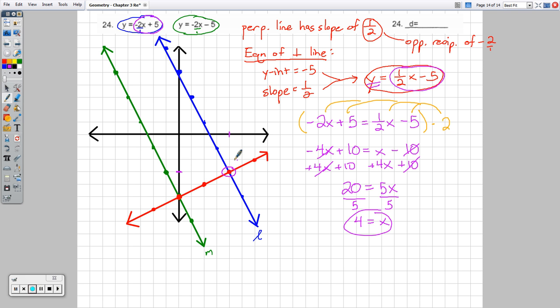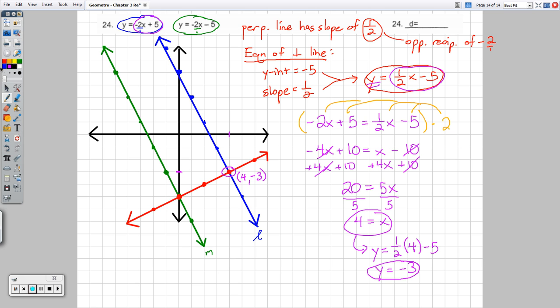If we plug in this x value into my red equation, this one right here, y equals 1/2 x minus 5, let's see if I in fact get what I thought I should. That I thought I should get -3 for the y value. So y equals 1/2 times 4 minus 5. That means y equals, this would be 2 minus 5. That's what I thought it would be. y equals -3. So I know for certain now that this point is in fact 4, -3.